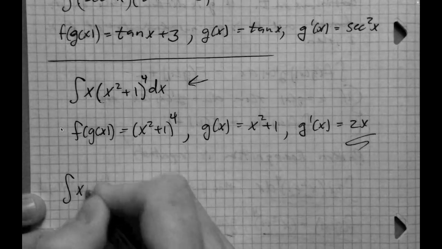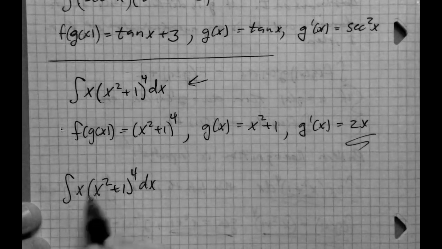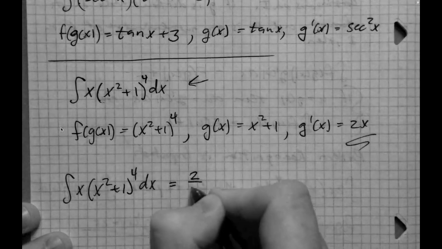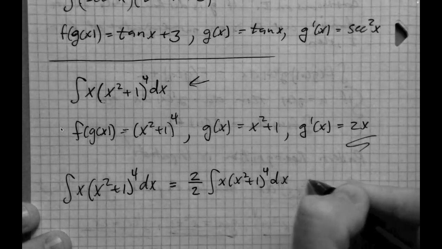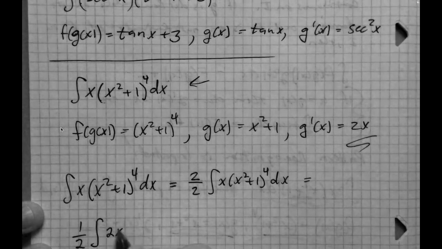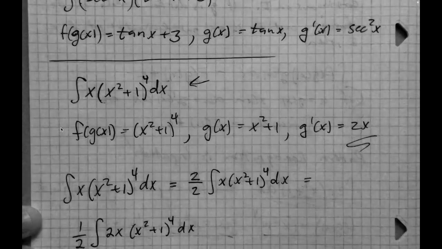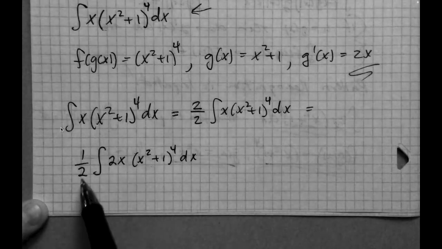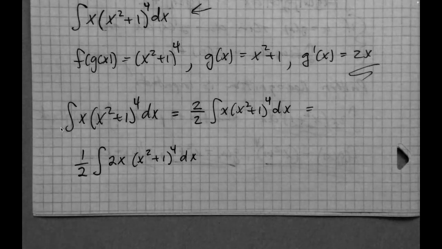Namely, we can write the integral of x times quantity x squared plus 1 to the 4th power. That can be rewritten as 2 over 2 times the integral of x times x squared plus 1 to the 4th power, which of course can be written as 1/2 times the integral of 2x times x squared plus 1 to the 4th power. Basically we've added the 2 in where we need it, but we just have to compensate by multiplying the whole integral by 1/2 at the end.